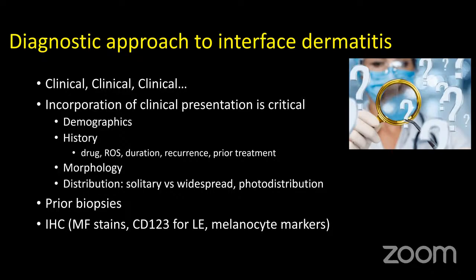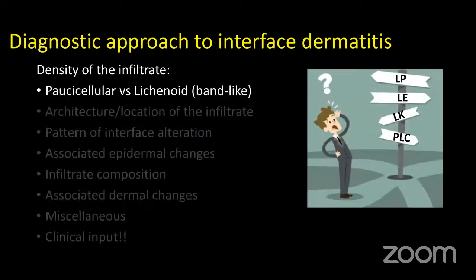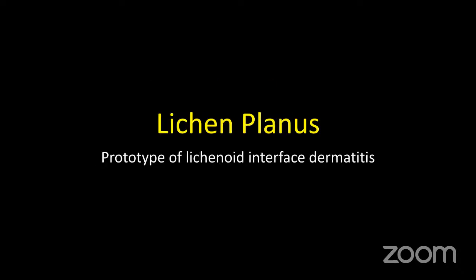Sometimes stains are going to be important. Again, for mycosis fungoides, they can help you if you think it might be an atypical process. CD123 for plasmacytoid dendritic cells can help support a diagnosis of lupus. And if you think that there might be some regressive lichenoid tissue reaction, then melanocyte markers will also help you. So starting with the density of the infiltrate, let's start with the lichenoid or band-like interface.